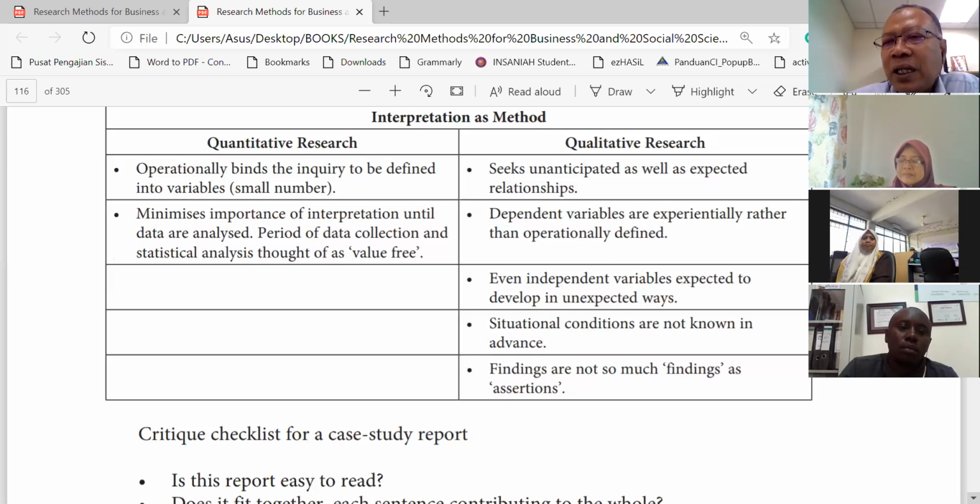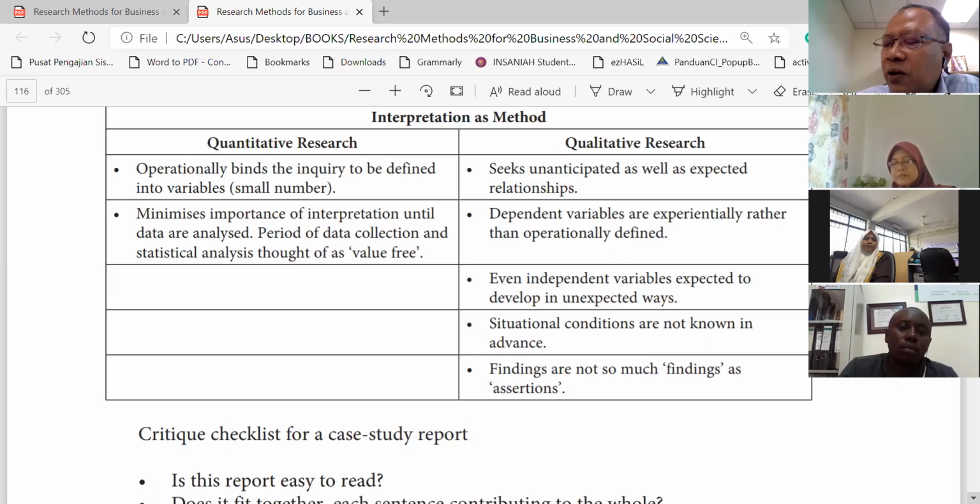Not much knowledge. Maybe, for example, he or she expected to have a few factors which explain a certain phenomenon. Let's say he or she expected 4 or 5 factors, or what we call independent variables. Then, after he or she collected the data using surveys or observations, he or she can come up with more independent variables. Okay. And in qualitative research, situational conditions are not known in advance.